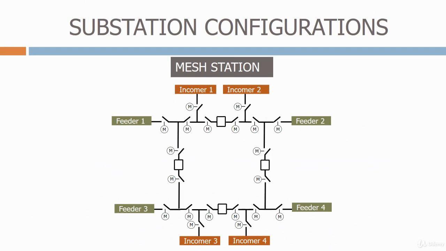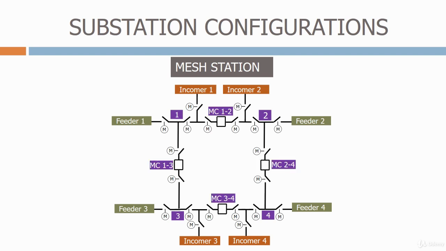Finally, we have the mesh station. This is another common switching station configuration and is similar to the diameter arrangement in its flexibility. Each of the corners is defined as a mesh corner. In this case, we have mesh corners 1, 2, 3, and 4. To connect the mesh corners together, we have the mesh corner circuit breakers. We have circuit breakers 1-2, 1-3, 2-4, and finally 3-4.